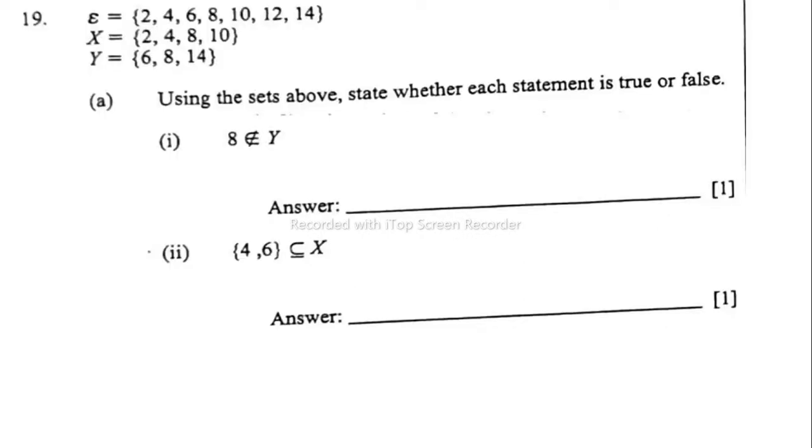Here we have the universal set. The universal set contains the numbers 2, 4, 6, 8, 10, 12, and 14. Please write this down, then we can do this together. Then we have a subset of the universal set, some numbers from the universal set which we group and call X. That's 2, 4, 8, and 10. And then Y is another subset of the universal set, which is 6, 8, and 14.